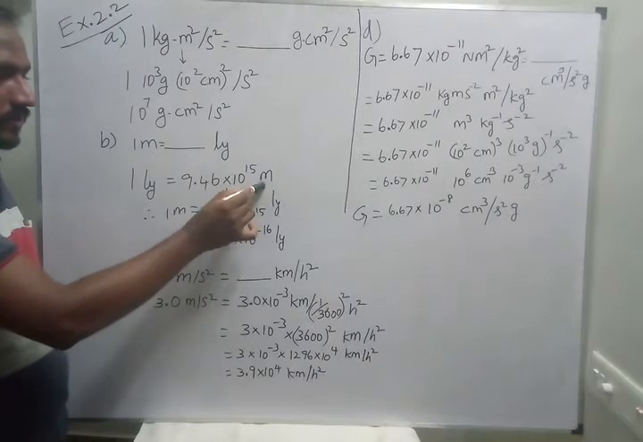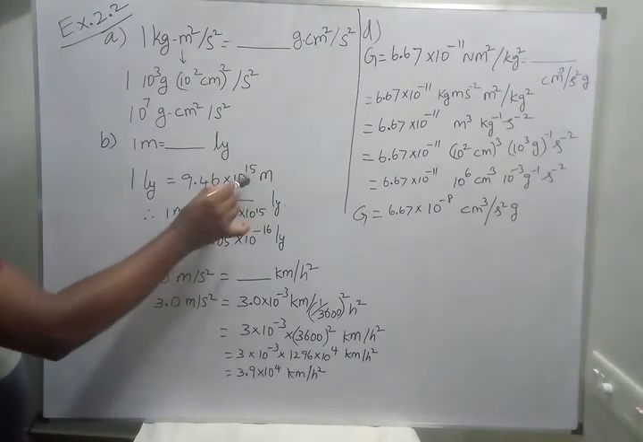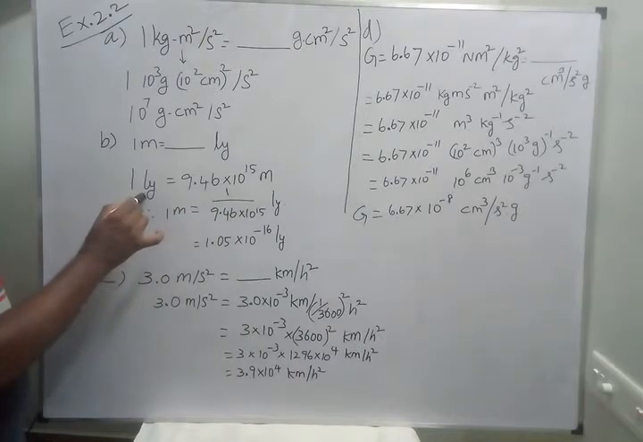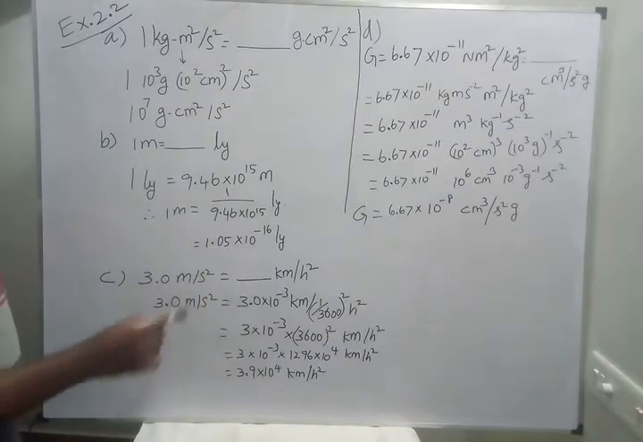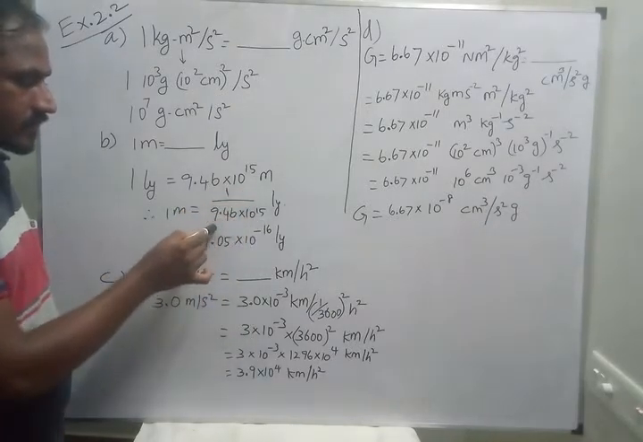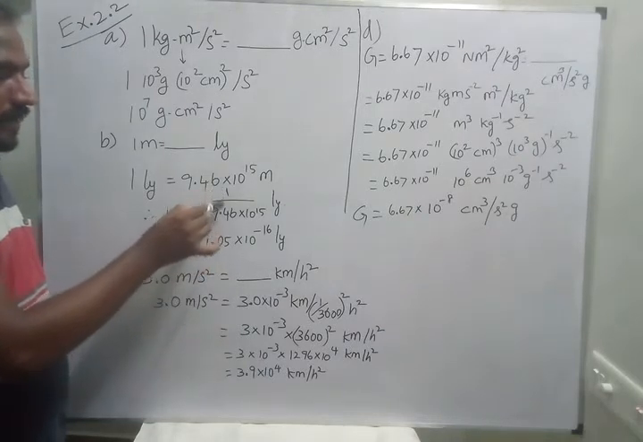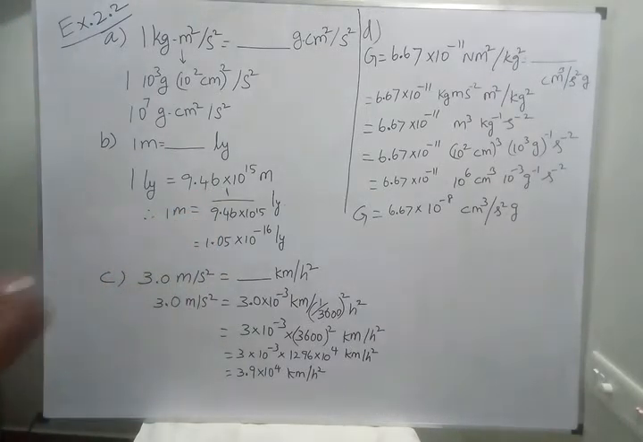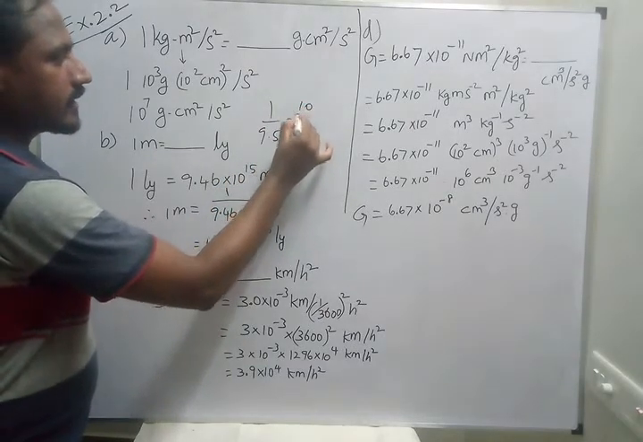So 1 meter equal to, just put this in the denominator. Bring this value to the left side. So 1 meter equal to 1 light year divided by this value, which will give 1.05. You have to calculate this manually. For that just round off, this is 9.5. So take 1 by 9.5. How to calculate? 1 by 9.5 is equal to 10 by 95.